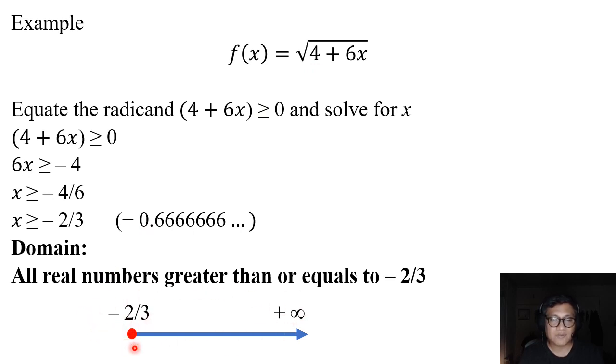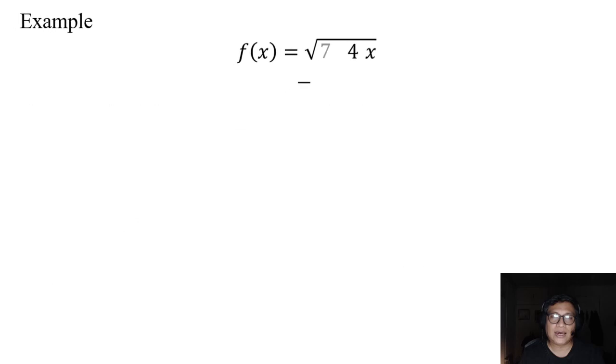So again, the negative 2/3 has this closed circle. So this is with a shading part, indicating, class, that negative 2/3 is part of the solution, or part of the domain. Okay. Now, sometimes, class, we have this kind of a function wherein when we equate this, or in inequalities greater than or equals to 0, there will be some changes of the inequalities.